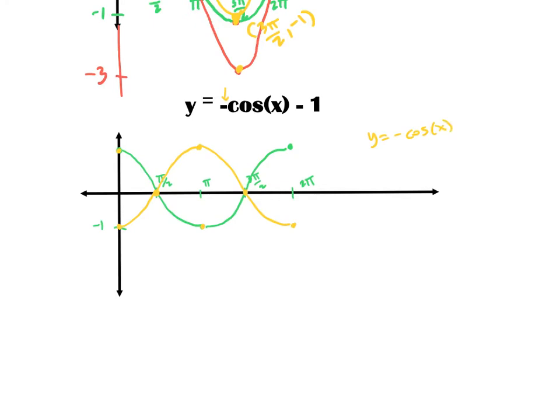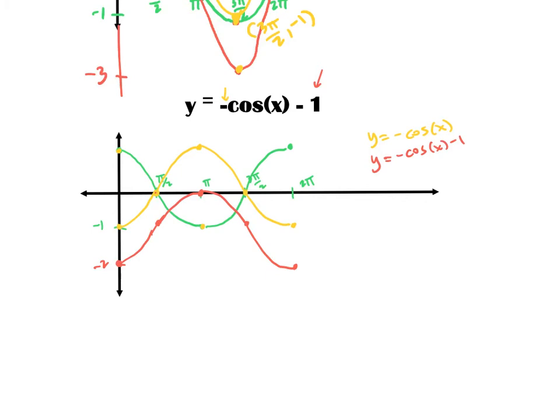And now to get the second vertical transformation on that, I'm going to shift everything down 1 unit. That's going to take every point down 1 unit. This one will come down to here, to there, to there, and to there. So I should get a graph that looks like that.